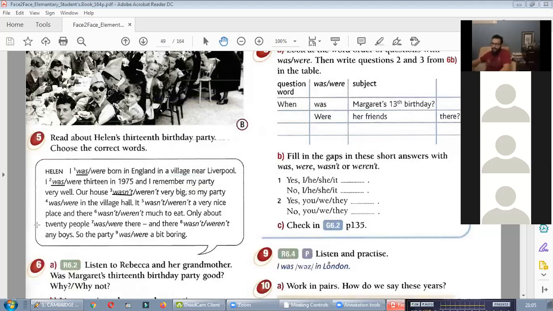Very good. Okay, so Selma, you can continue. So my party was in a village hall. It wasn't a very nice place and there wasn't too much. Correct. There wasn't much to eat.